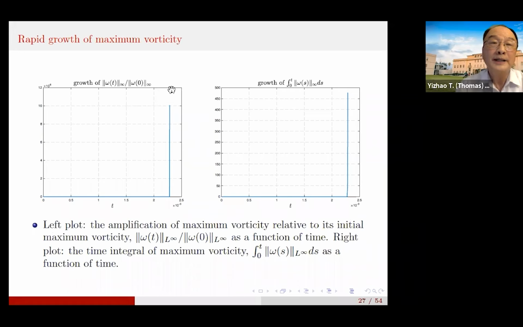So what is most surprising is that the maximum vorticity relative to the initial maximum vorticity has grown by a factor of 10 to the power 7 by the time I stop my computation. I have never seen such a large growth for the maximum vorticity for 3D Navier-Stokes. This is honest 3D Navier-Stokes, no model, no approximation, with smooth initial data, right? That's so surprising. And if you want to check the Beale-Kato-Majda criterion, to see whether the maximum vorticity is integrable in time, you can see the integral of the maximum vorticity also develops such a rapid growth, right?